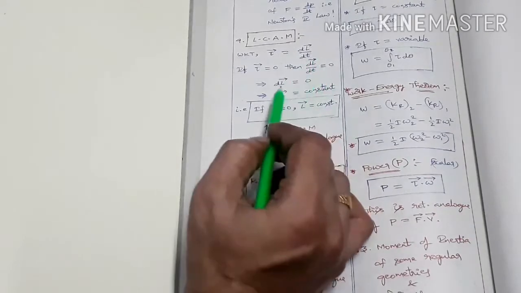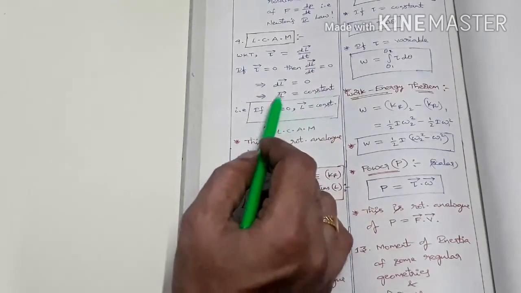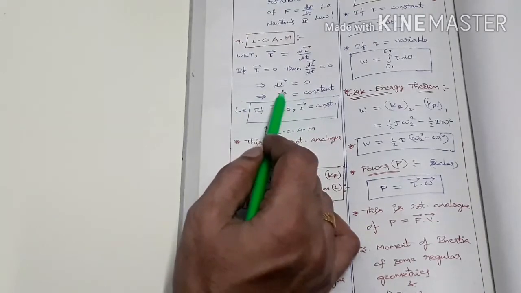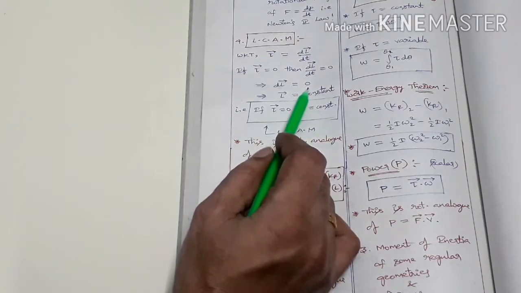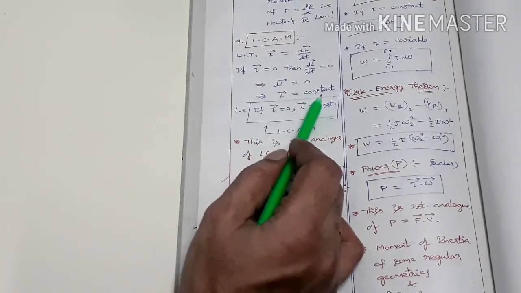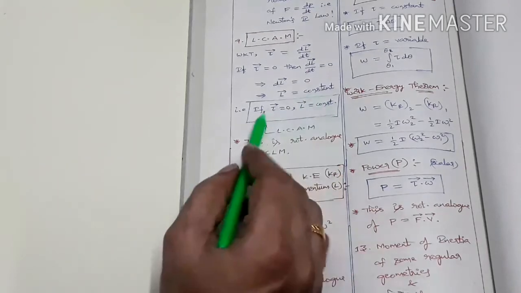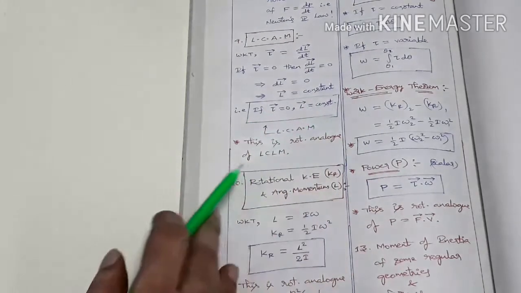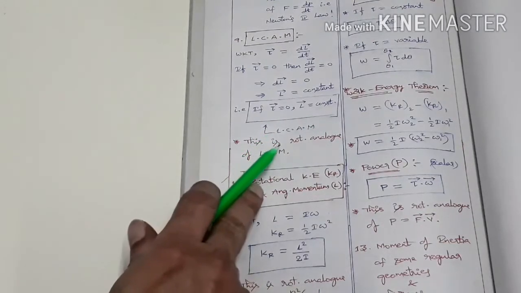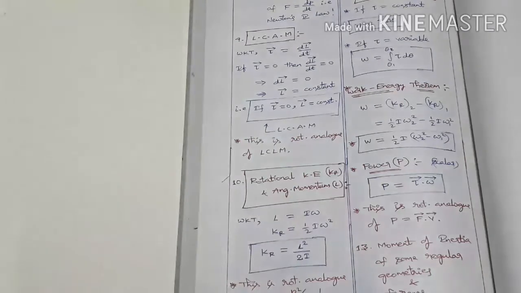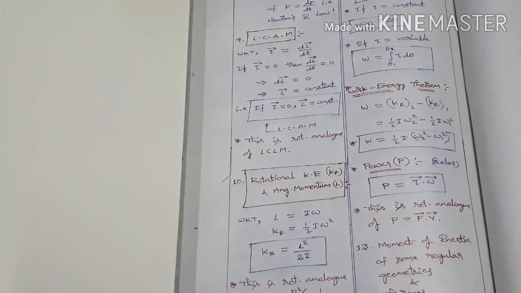So numerator term dL bar equal to 0. If dL bar equal to 0, what is dL bar? Change in angular momentum is 0. Change is 0 means what? There is no change. That means angular momentum L bar equal to constant. It is not changing. That is, if tau bar equal to 0, L bar equal to constant. So this is the law of conservation of angular momentum. Angular momentum is conserved if net external torque acting on the body is 0.